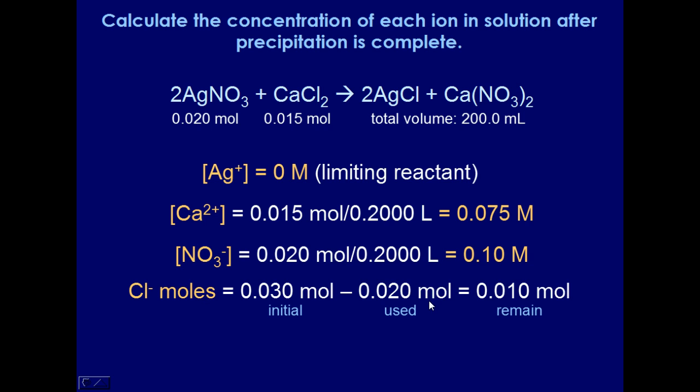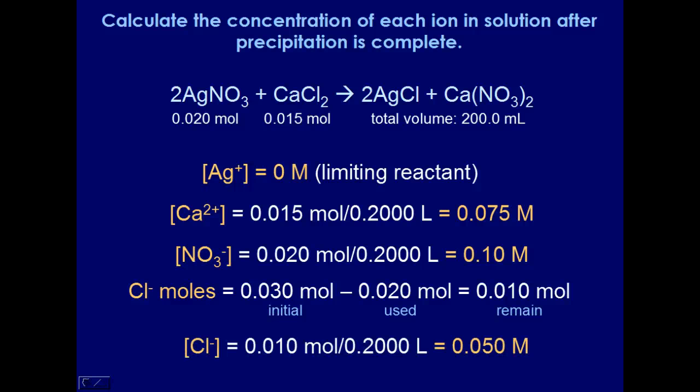This one was kind of nice because it was a 1-to-1 ratio. If the stoichiometric ratio is not 1-to-1, you have to account for those coefficients. So just like we did before, you would need to figure out your initial amount, complete a stoichiometry problem to determine how much was used, and then take the difference between the two. Once we know how much chlorine is left, we can take that amount in moles and divide it by the volume to get chlorine's concentration of 0.050 molar.